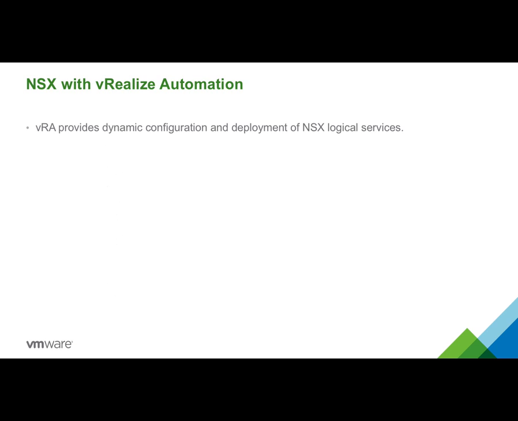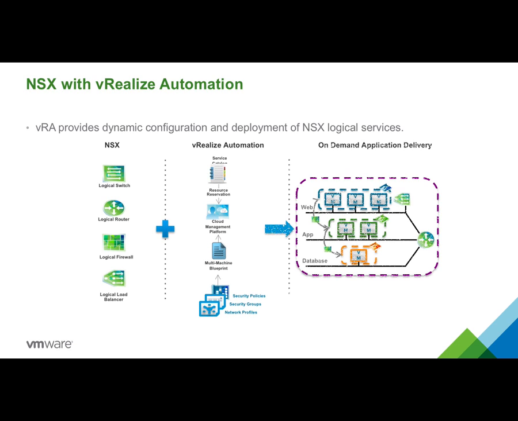VMware vRealize Automation coupled with VMware NSX creates a powerful solution for dynamic configuration and deployment of NSX logical networking and security services. By combining logical switching, routing, load balancing, and security with a vRA blueprint, you can create on-demand application delivery with consistent structure and security. VMware vRA adds policy and governance to the enhanced security and networking capabilities of VMware NSX.